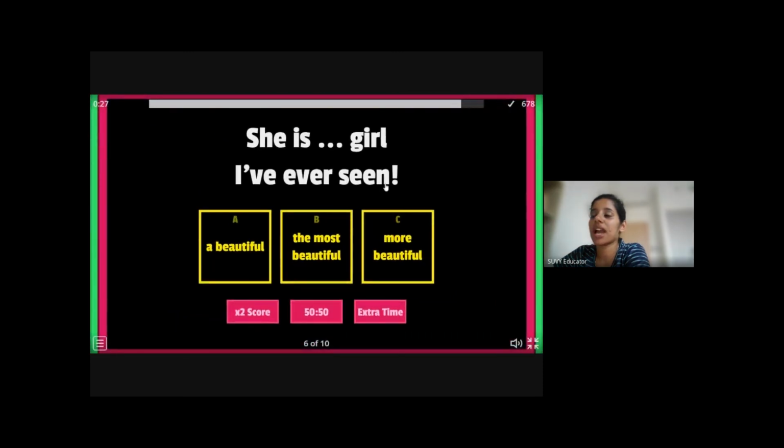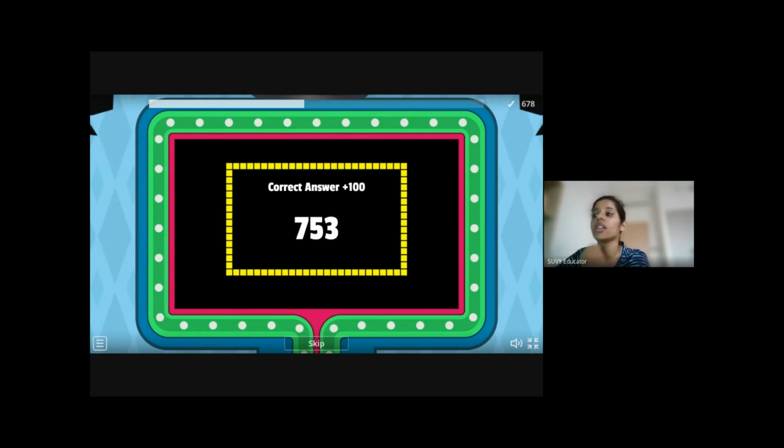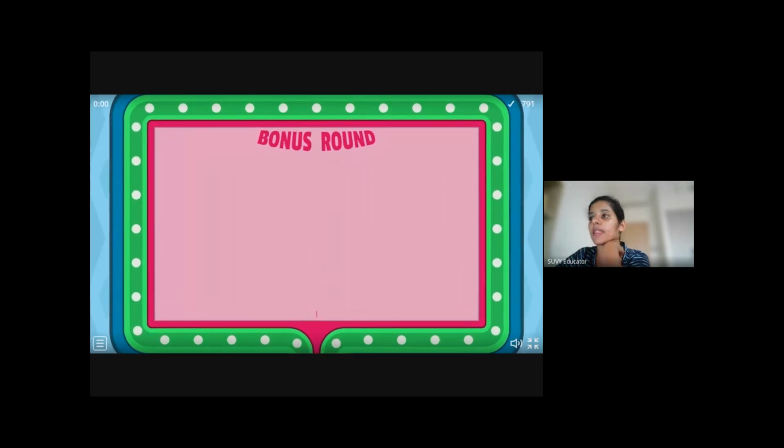She is dash girl I have ever seen. So now they are comparing to all the girls that I have seen, and that particular girl is the most beautiful. Okay, so superlative degree comes when you are comparing someone to all the rest. Again, another good round.